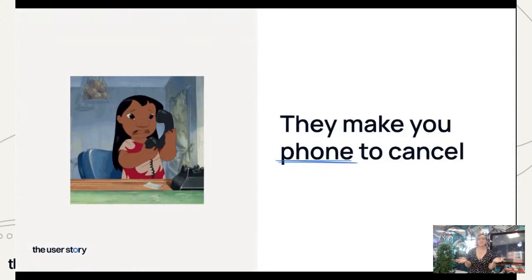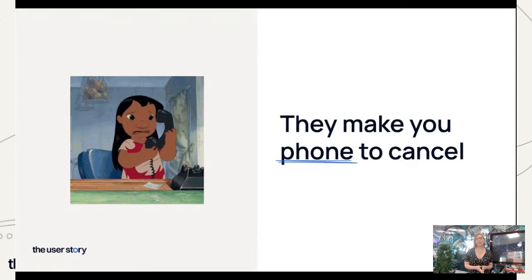So they make you phone to cancel. This is quite a common one that a lot of companies use. And I appreciate that it may not sound like a big deal to some people, but I think everyone knows that millennials especially hate phoning up to speak to someone and will avoid it at all costs. And they know that. It's also quite a time-consuming action potentially, because you don't know how long you're going to be on hold for. You don't know if they're going to try and sell you other stuff.